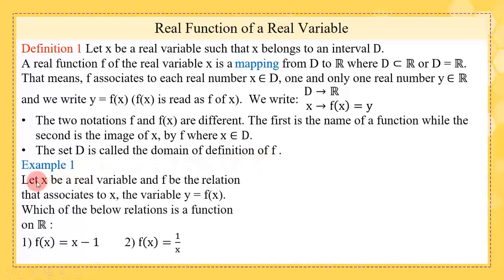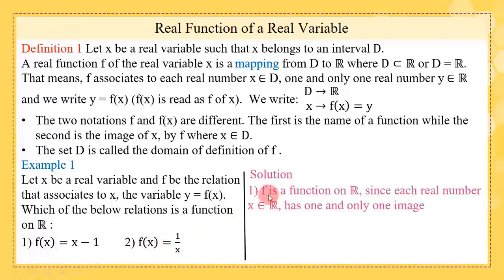Example 1. Let x be a real variable and f be the relation that associates to x the variable y equal f of x. Which of the below relations is a function on R? 1. We have f of x equals x minus 1. 2. f of x equals 1 over x. Solution. 1. f is a function on R since for every real number x belonging to R we have one and only one image.